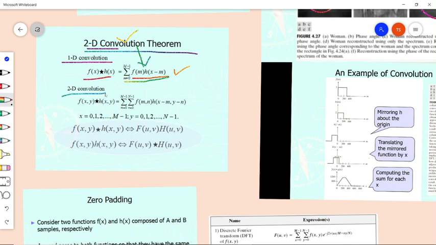Now for 2D, two dimensional convolution, you have this formula: f of x,y star h of x,y is equivalent to F of u,v times H of u,v. And this also we already discussed, this is the reverse one: f of x,y times h of x,y is equivalent to F of u,v star H of u,v. This is the 2D convolution. This is represented with the sum over m equal to 0 to M minus 1 and n equal to 0 to N minus 1, where M and N are the size of the image, of f of m,n times h of x minus m, y minus n, x coordinate with x coordinate, y coordinate with y coordinate.